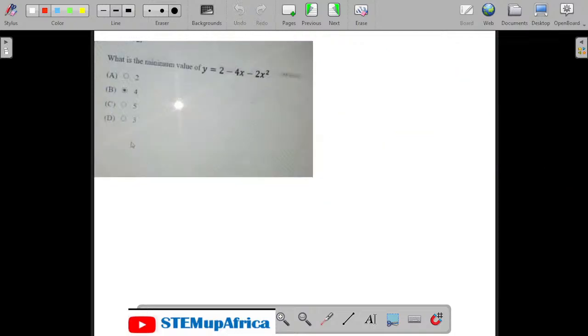Next, it says find the minimum of these. This is an application of calculus. The first step, you want to look for the minimum value of the expression y. You differentiate and you equate dy/dx to 0, because at the turning point for a quadratic curve, the value of dy/dx there is 0. So if I differentiate, I'm going to have dy/dx equals, if I differentiate 2, that will give me 0. If I differentiate minus 4x, that will give me minus 4. If I differentiate minus 2x squared, that will give us minus 4x.